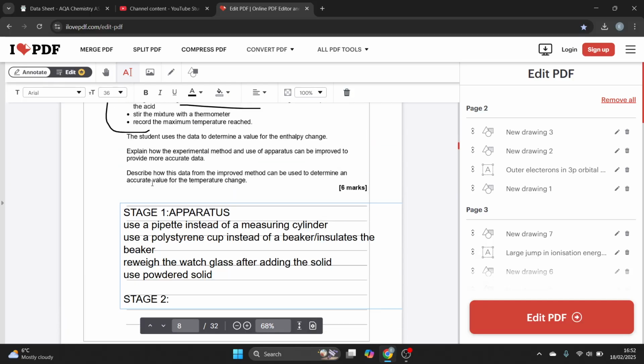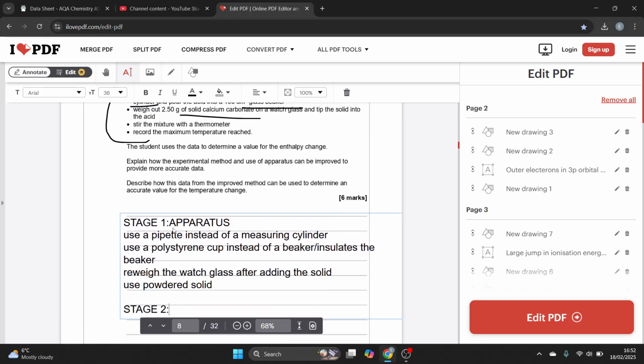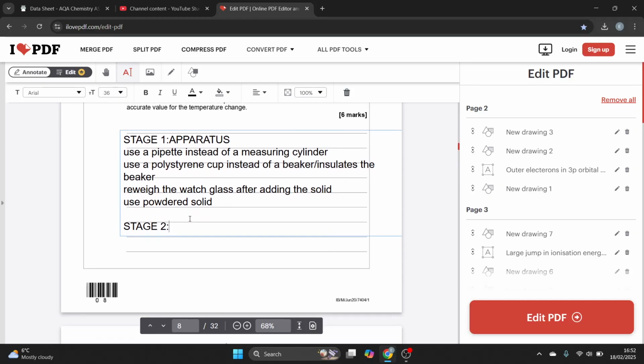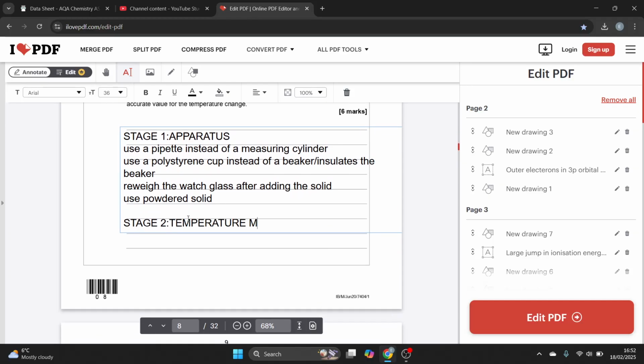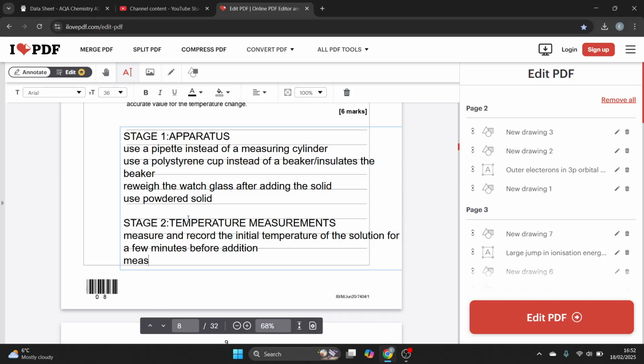Stage two, well, the temperature measurements, and then the final one, the temperature determination. So temperature measurements. So measure and record the initial temperature of the solution for a few minutes before addition. Measure and record the temperature after the addition at regular intervals until a trend is observed.